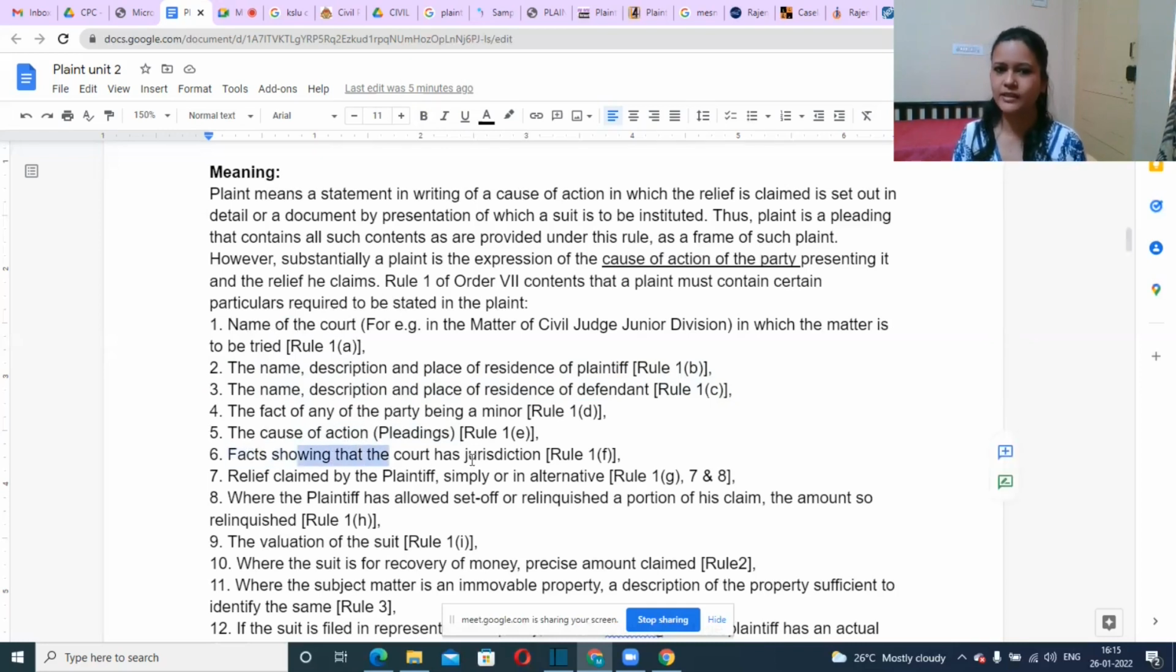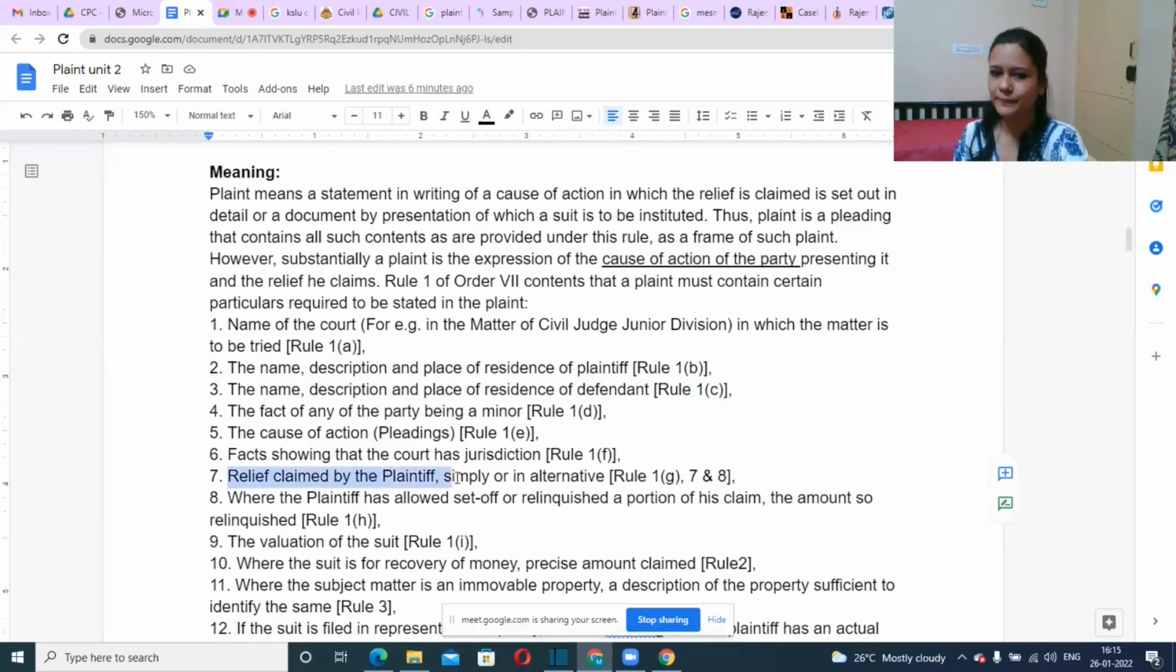Facts showing that the court has jurisdiction. Also in the plaint, it would be mentioned that because of this thing, so-and-so court, you are the right court having jurisdiction. There would be one paragraph on that part as well, which proves the jurisdiction of the court. So that also will be mentioned over here.